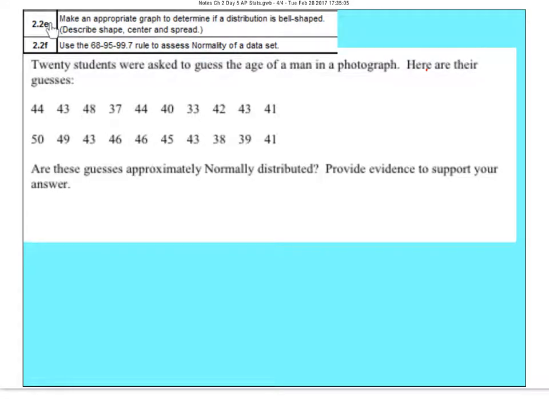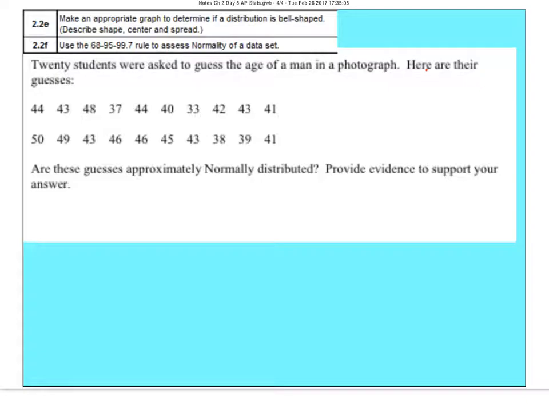Learning objectives E and F: we're going to make an appropriate graph to determine if a distribution is bell-shaped and talk about shape, center, and spread. And then we're going to use that 68-95-99.7 rule to assess normality of a data set. This is probably a more typical way people would assess normality versus creating that normal probability plot, which is not required on the AP exam.